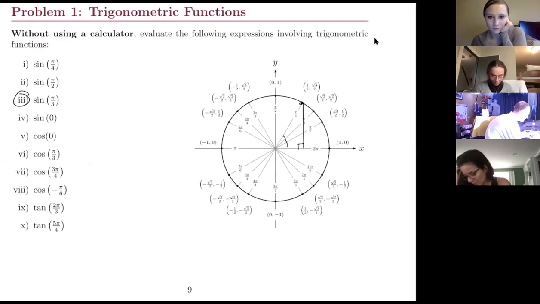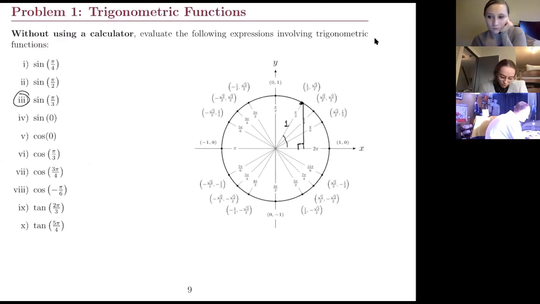So this is a unit circle, so you know that the radius is always 1. And sine is the opposite side from the angle over the hypotenuse. The hypotenuse is 1, so you don't have to worry about that. So it's just the opposite side from the angle here. That is the y-coordinate of this point, which they give you right here. So the answer to sine of pi over 3 is just root 3 over 2.